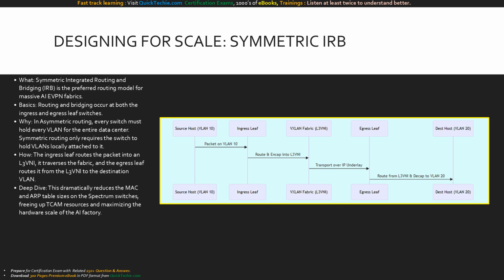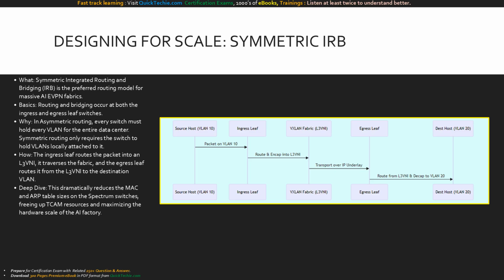Slide 3 covers a critical design choice: symmetric integrated routing and bridging, or symmetric IRB. What does this mean? It means the routing and bridging decisions happen symmetrically at both the ingress leaf and the egress leaf. Why is this important? Because the alternative, asymmetric routing, requires every switch in your data center to maintain configurations for every single VLAN, even if that switch doesn't have those hosts attached. That exhausts switch memory quickly.